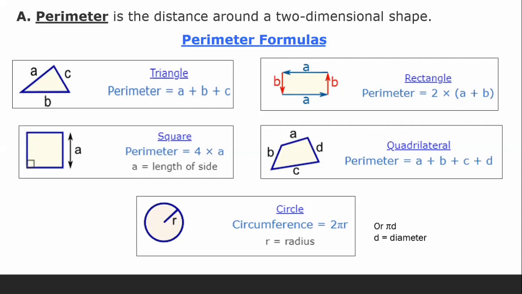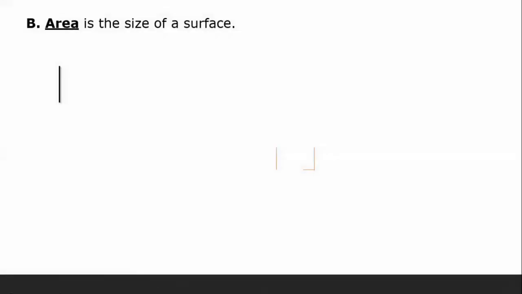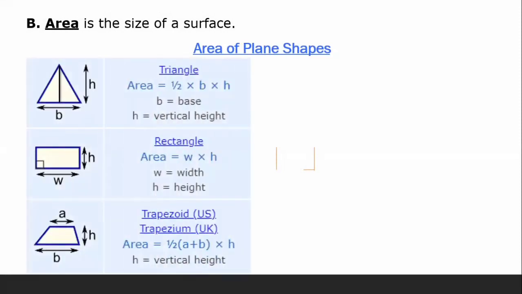Okay. Next, we have here the area. It is the size of a surface. I will be presenting to you the area of plane shapes. First, we have here triangle. So the formula in finding the area of a triangle is 1/2 times the base. The base here is at the bottom and the height here means this one.